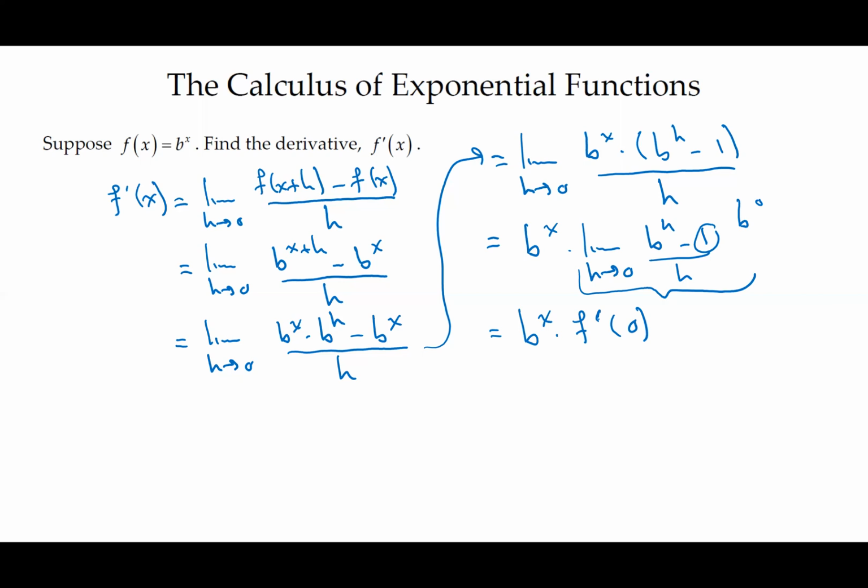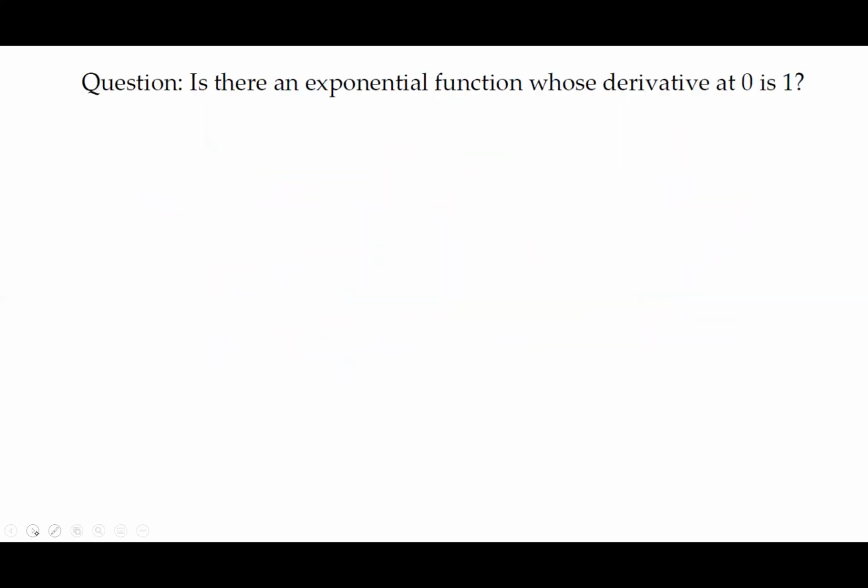And so this may seem somewhat dissatisfying right now, because what is f prime of 0? You kind of need to know f prime before you can find f prime of 0. But for now, we're going to just hold this and come back to the f prime of 0 term as we proceed. Very interesting result. And I want to follow it up with this question. Is there an exponential function whose derivative at 0 is 1? Whose derivative at 0 is 1? Well, there is. There absolutely is.